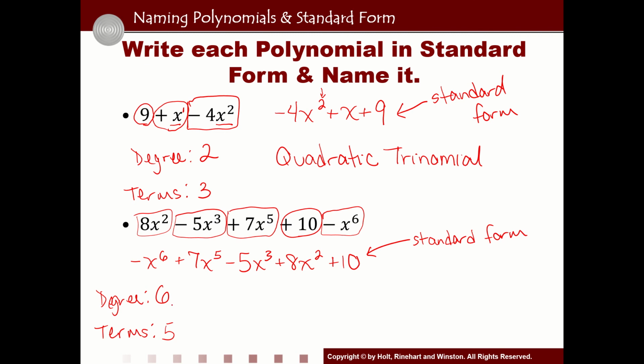So the degree of 6 we said on that chart is hexic. And 5 terms, we don't have a specific specialized name for 5. Anything 4 or above, we just call polynomial. So the full name for this polynomial is a hexic polynomial.